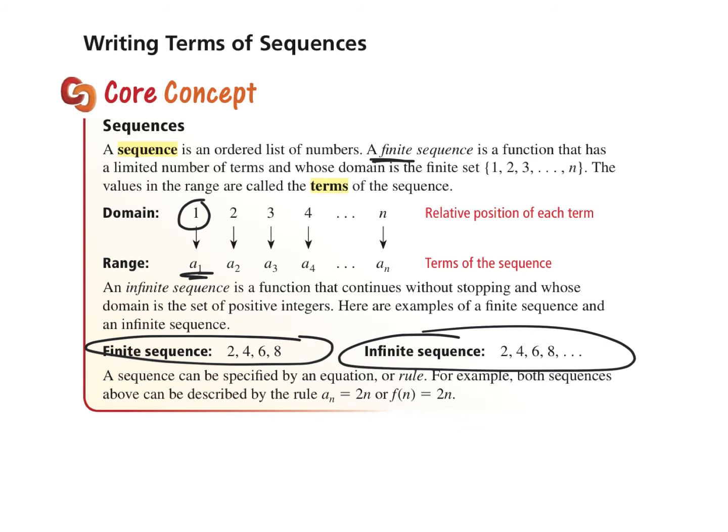A sequence can be specified by an equation or rule. Some of our questions will ask us to come up with a rule, and that's an equation for how we can find the next term in our sequence. For both sequences above, it can be described by the rule 2n, or f of n is equal to 2n. Either one, same thing. This is just our equation, so no matter what number we plug in for our term, we would get that number in our sequence.